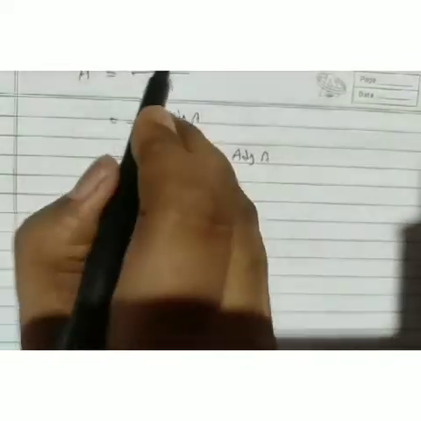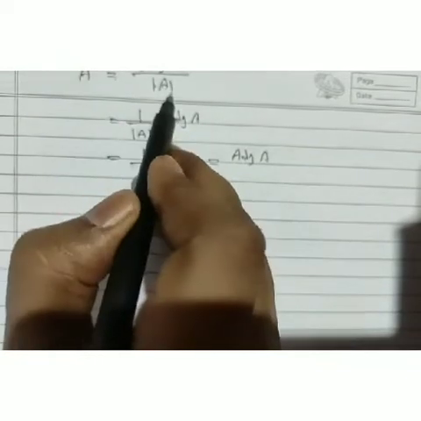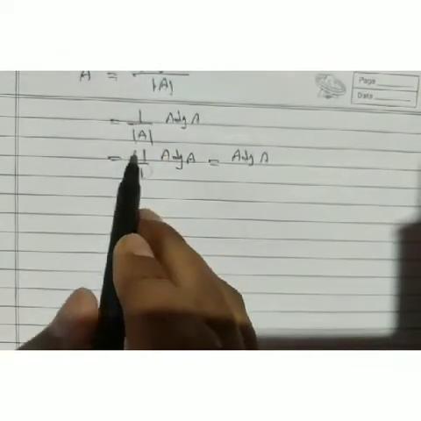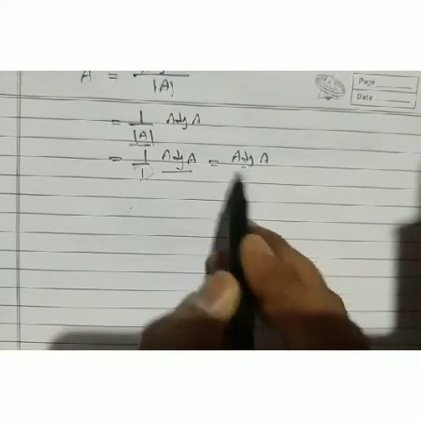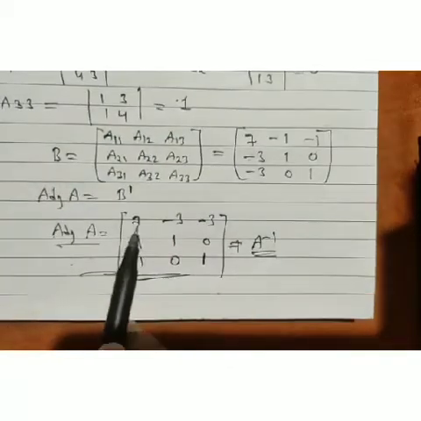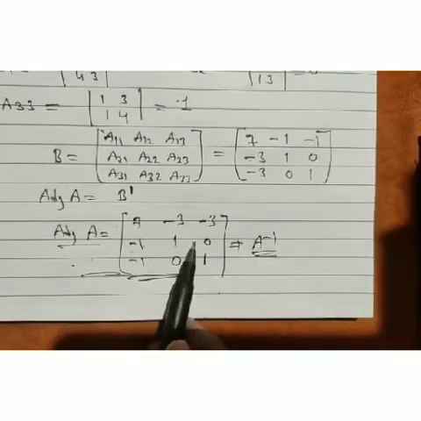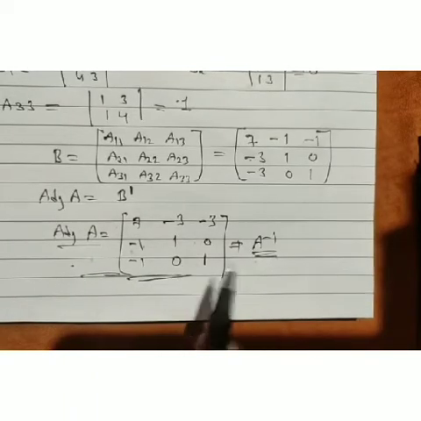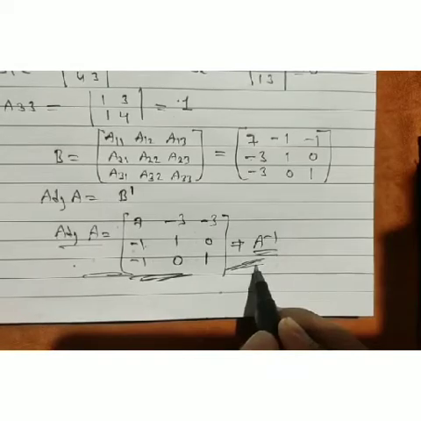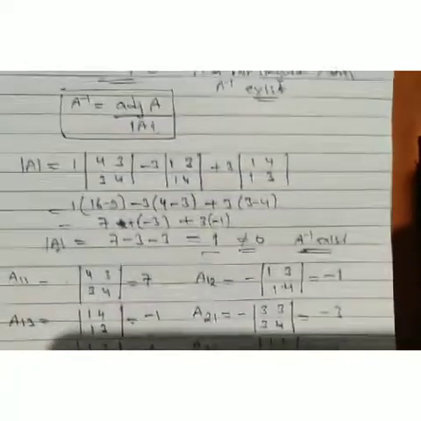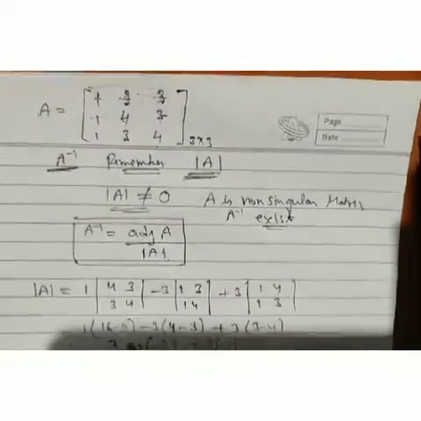When we are using the formula, A inverse equals adjoint of A divided by determinant of A. The value of the determinant of A is 1. After solving, we get A inverse equal to adjoint of A, and our adjoint of A is 7, minus 3, minus 3, minus 1, 1, 0, minus 1, 0, 1. This is our required inverse which we wanted. This is the whole process to find the inverse of any square matrix.